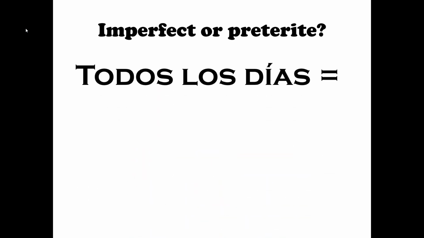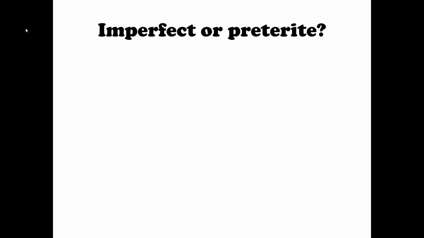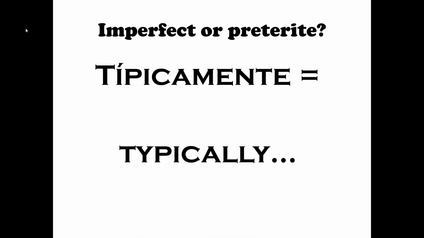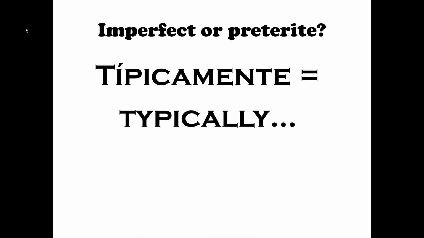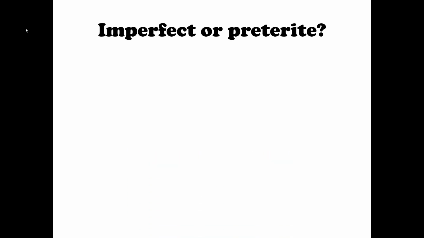You see the word todos los días, which means every day. Well, if it happened every day, it was a repeated habitual event. It was a green, squiggly, ongoing line. That's imperfecto. If you see the word típicamente, típicamente means typically. Typically, I would go to school at 7:30 a.m. every day, typically. That's also going to be imperfecto, repeated habitual event.